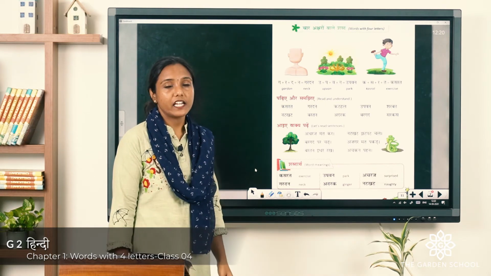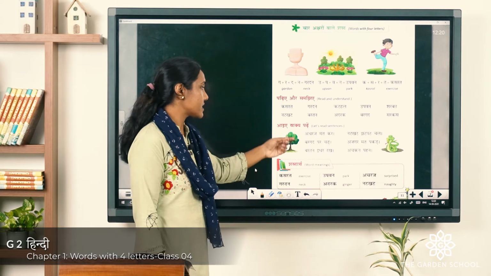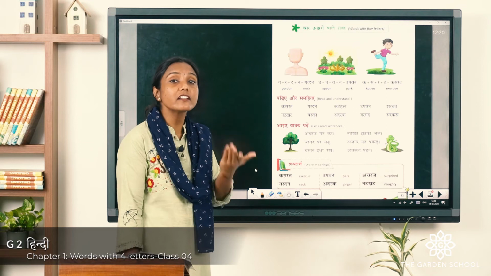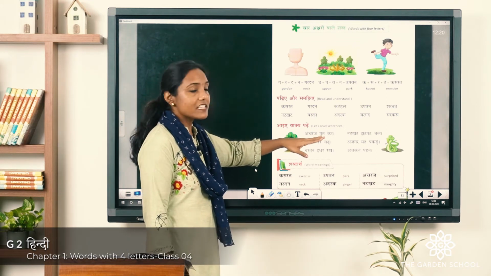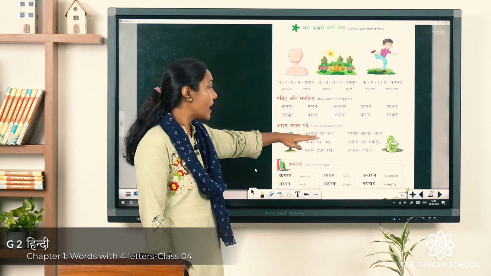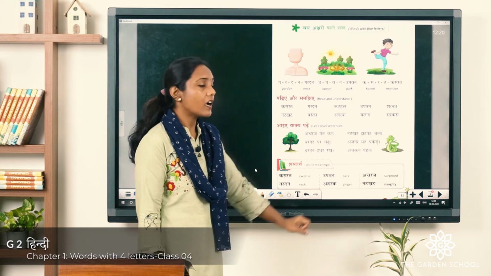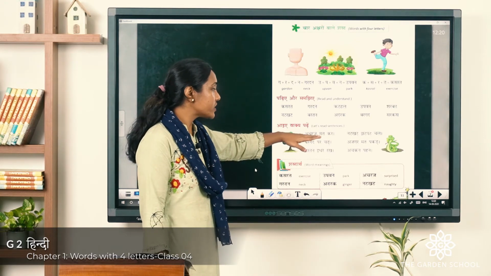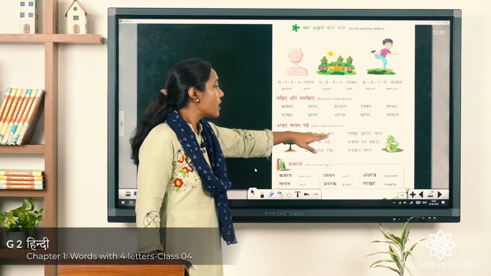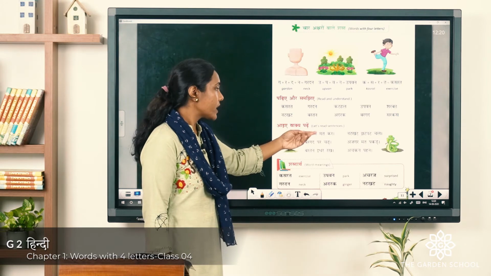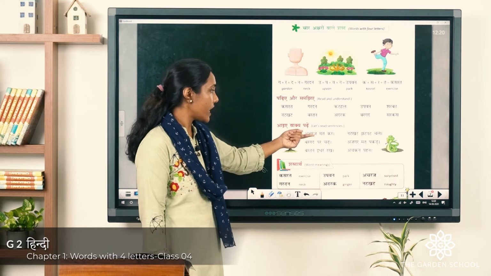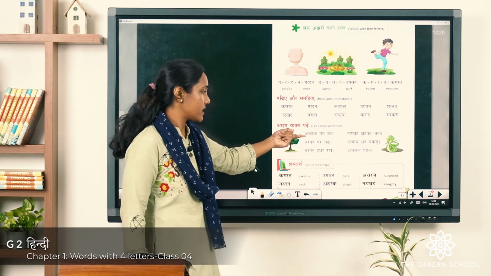So next let's see. Aaiye vakya padhe. So let's read the sentences. Vakya means sentences, aaiye means let's together, padhe means read. Okay. So let me read the first sentence. First they have used Achraj mat kar. Achraj here means surprise, mat means not, kar means do. So achraj mat kar, don't get surprised, okay.